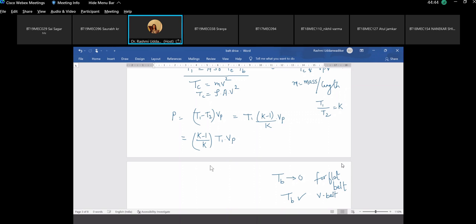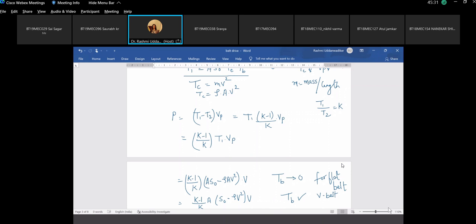And so T1 can be written further as A minus 1 by K. T1 is A S naught minus rho A V square into V, which is, I can again take this A common. S naught minus rho V square into V.